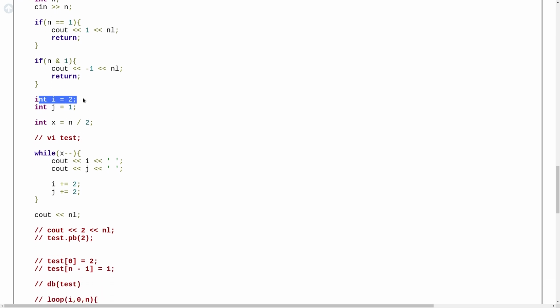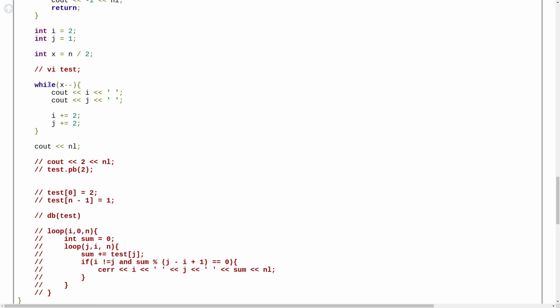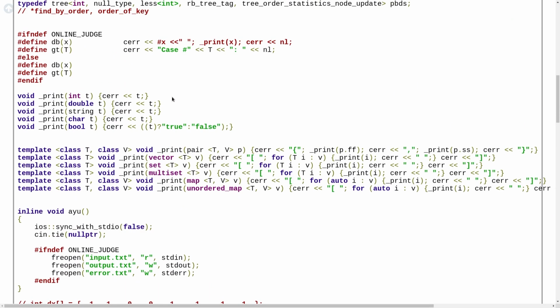Otherwise, I initialize two variables, i will be equal to 2 and j will be equal to 1. Since I am printing the values in pairs, I have to run a loop till n by 2, right? So by x minus minus, I just print the first value, the even value, and the second, the odd value. I increment both of them by 2, and at the end I just print a new line. So this would be the solution of the second problem.